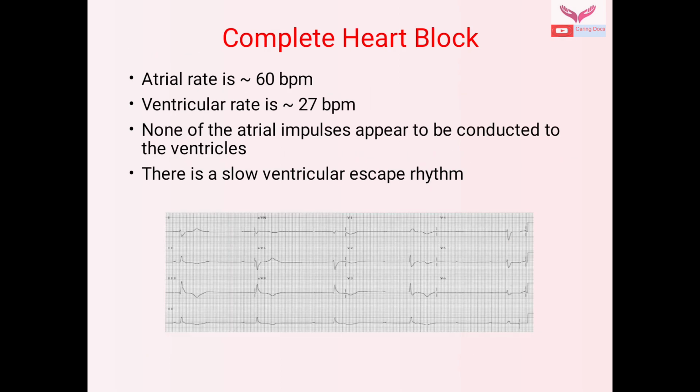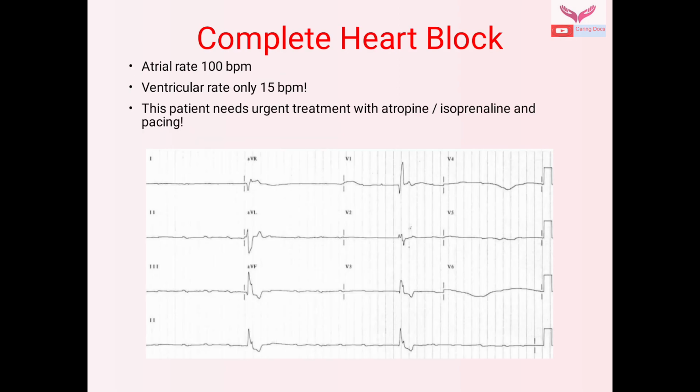In this ECG, the atrial rate is approximately 60 beats per minute, ventricular rate is 27 beats per minute, and none of the atrial impulses appear to be conducted to the ventricle. There is a slow ventricular escape rhythm.